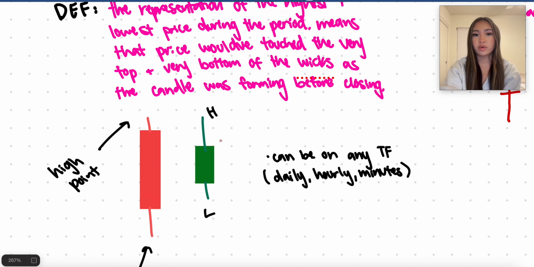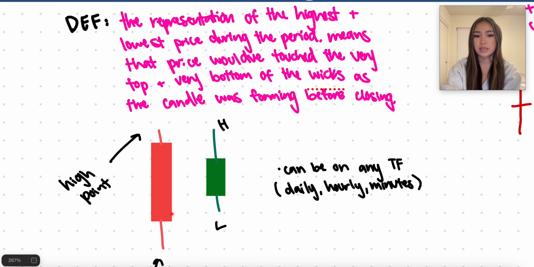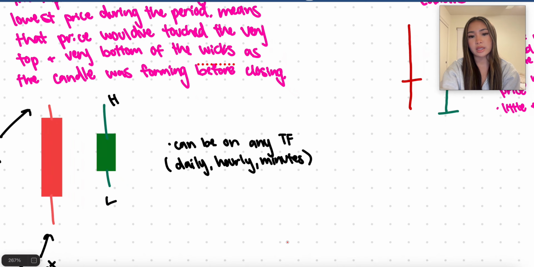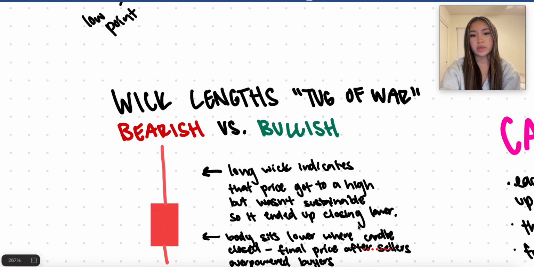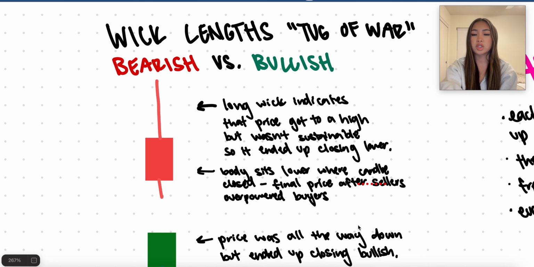I'm going to go over why wicks are still important even though they aren't the actual body, because they also tell us more about price and the movement of the price action. So let me go over what that looks like. It's important to know wicks, especially when you're looking at the length of the wicks. This is also known as the tug of war between bearish and bullish candles.